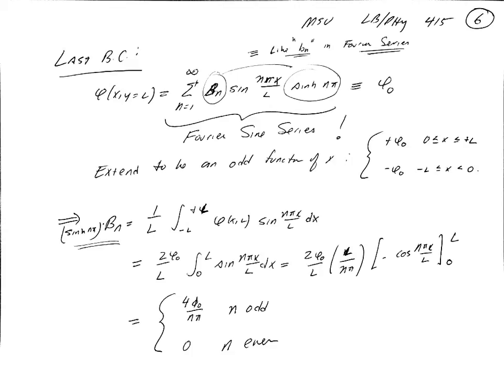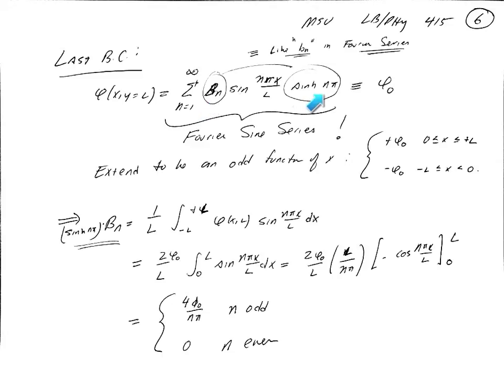The last boundary condition then says phi at x and y equal to L, which you just plug in, is equal to phi naught. But if you think about capital Bn times sinh n pi, this whole thing is like a Fourier sine series. So now you can see why we did Fourier series first, because we can use our knowledge of Fourier sine series to tell us what the values of b sub n times sinh n pi have to be.